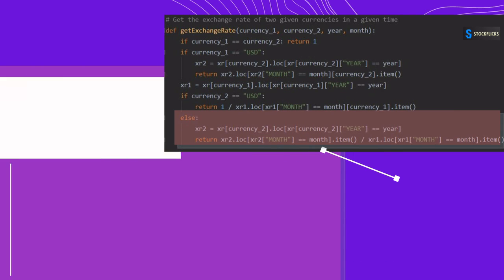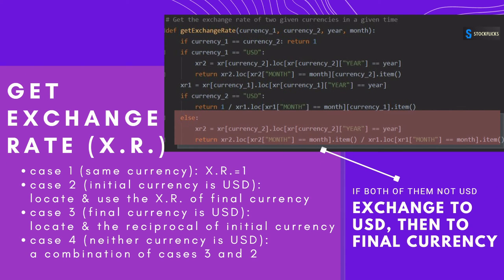If both currencies are not USD, we will assume that currency A will first exchange to USD, then to currency B. Thus, we will multiply the results of the two previous cases, which results in the exchange rate of the final currency over that of the initial currency.